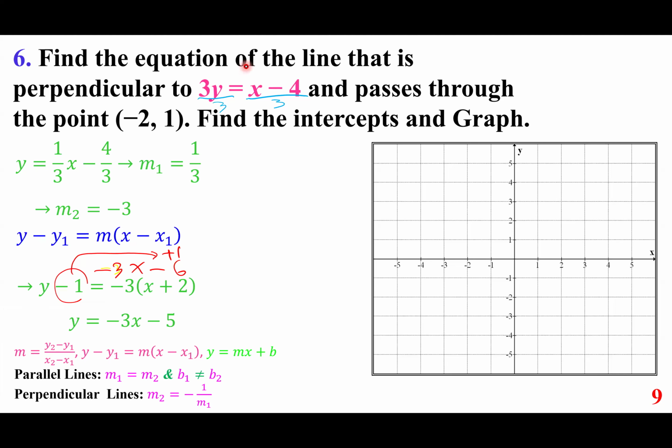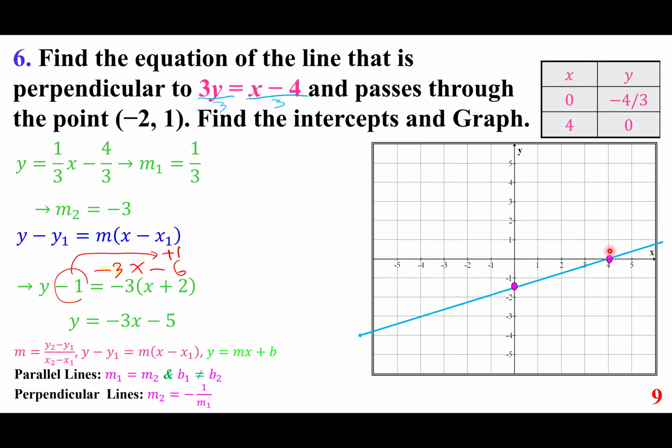So let's graph both of them. To graph both of them, for this one, we need two pairs. If x is 0, y is -4/3. If y is 0, x equals 4. So those are the two pairs. So 0, -4/3 is -1 and 1/3, somewhere here. 4, 0: 1, 2, 3, 4 is here. And you connect them, and that's the given line.